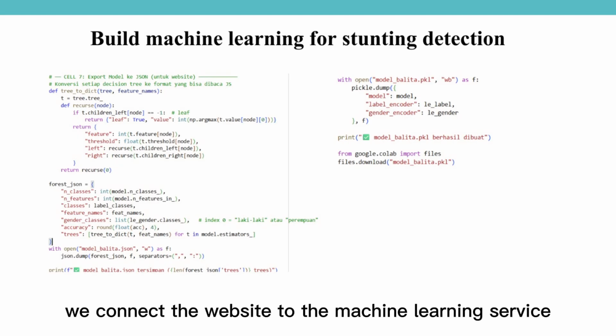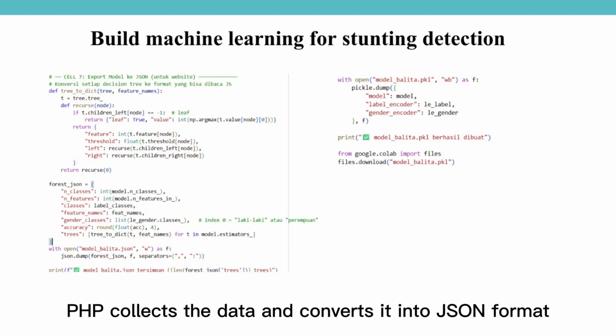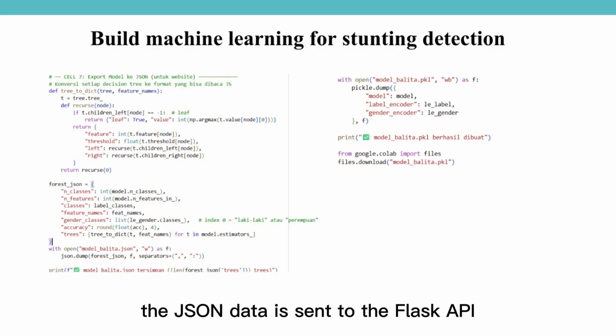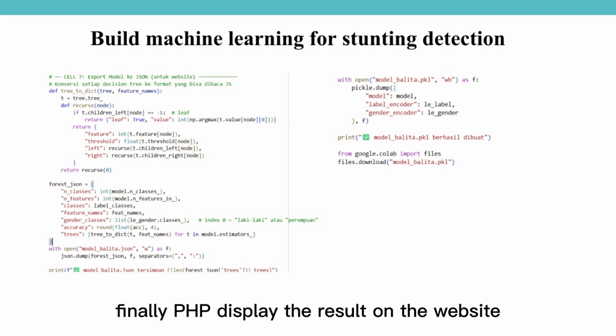Next, we connect the website to the machine learning service. When users submit a child's information, PHP collects the data and converts it into JSON format. The JSON data is sent to the Flask API using an HTTP request. Inside Flask, the machine learning model receives the data and performs prediction. The prediction result is then returned to PHP. Finally, PHP displays the result on the website.